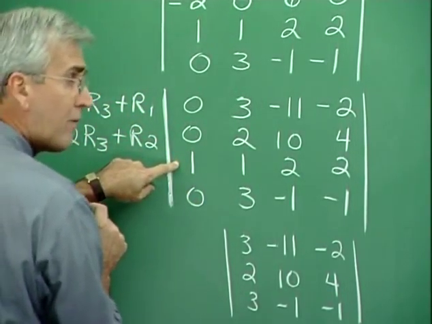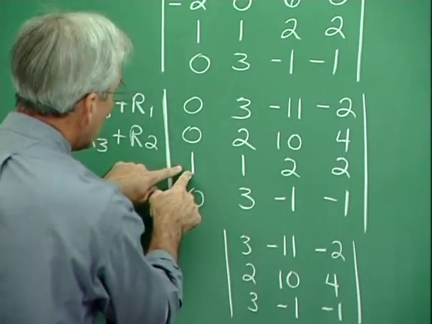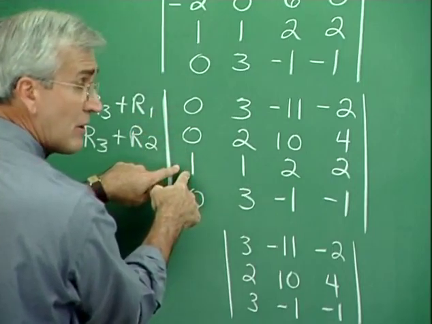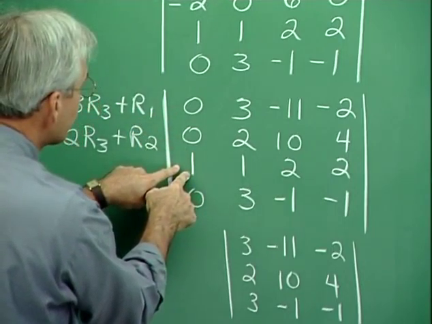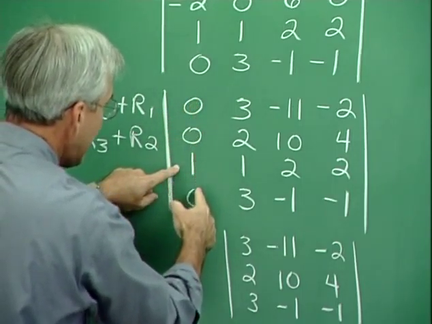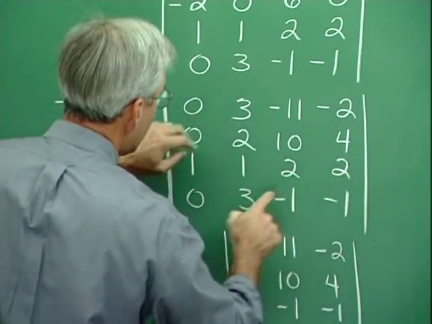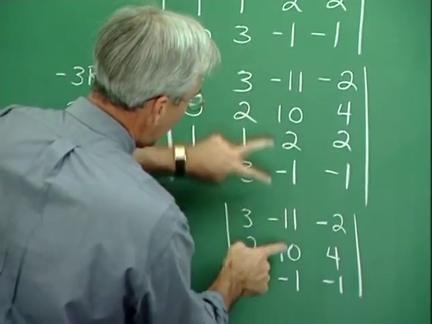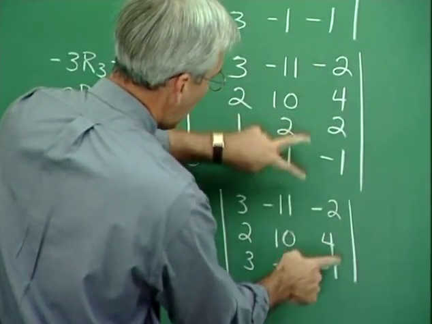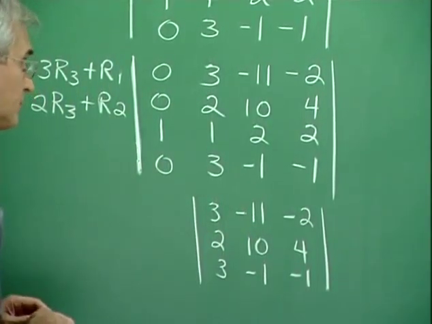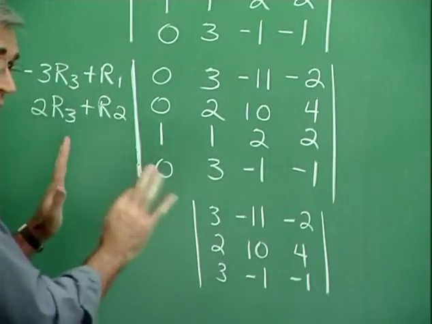Well, what's the cofactor of this 1? Well, we need to consider the sign pattern, and the sign pattern here would be plus minus plus. So we're in good shape there. And then the determinant is of the matrix, which is, take out row and column, and we have the 3, 2, 3, the negative 11, 10, negative 1, the negative 2, 4, negative 1. All right, now what are we going to do with this? Well, there is a technique for dealing with this.